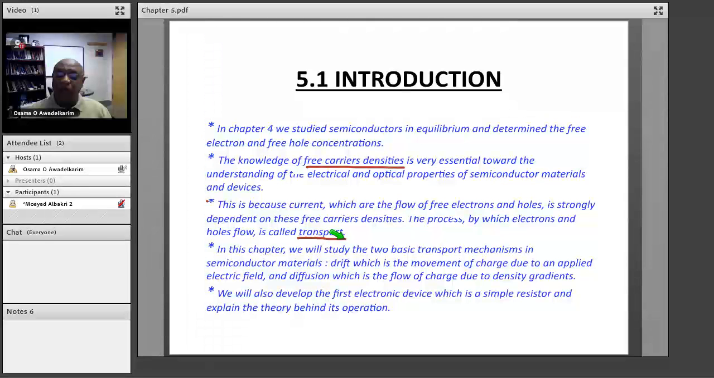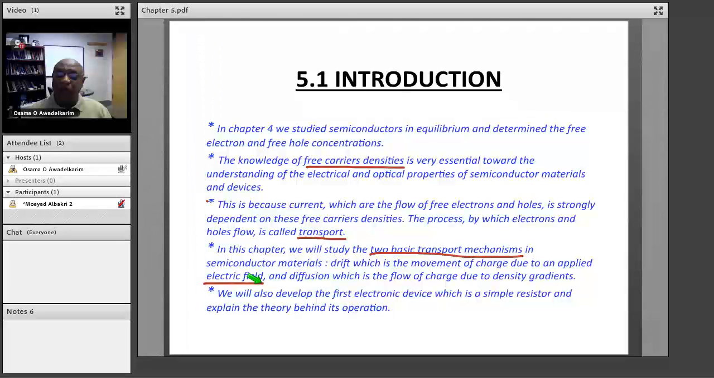There are two very important mechanisms, two basic transport mechanisms, two basic ways of how carriers move in a semiconductor. One of the transport mechanisms is due to an applied electric field. So if you apply an electric field to the semiconductor, then the charge carriers move because of this electric field. We know that in an electric field, positive charge moves in the direction of the electric field. Negative charge moves in the opposite direction. So the electric field induces motion.